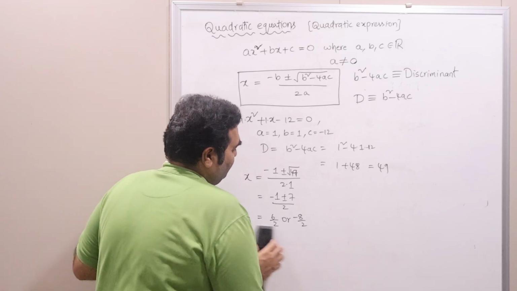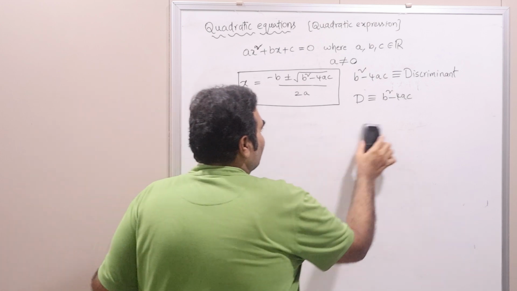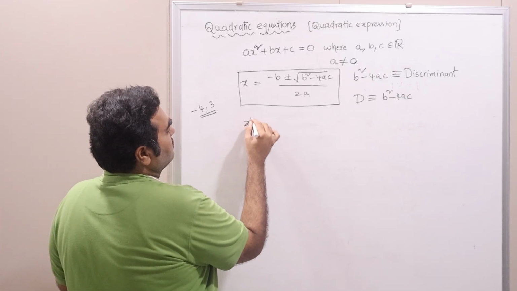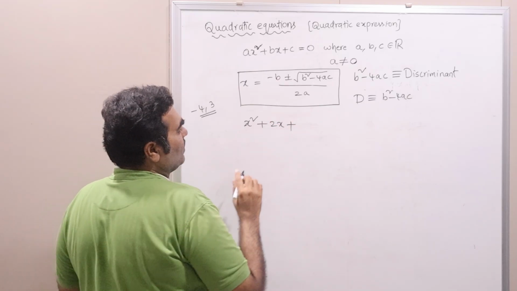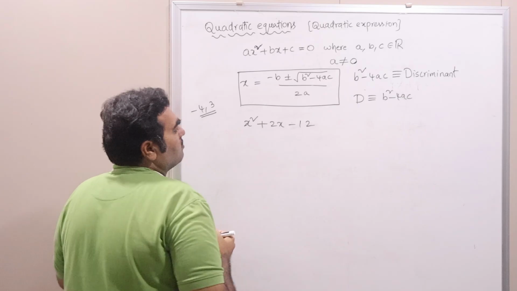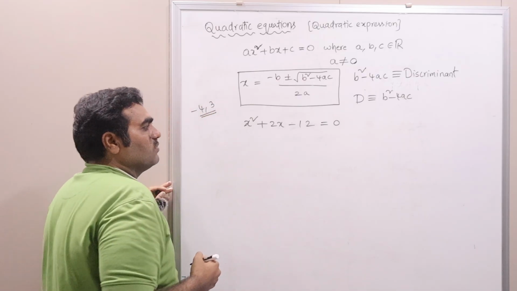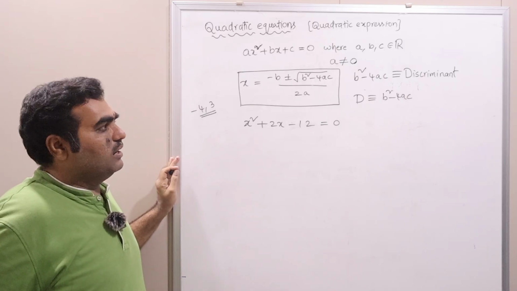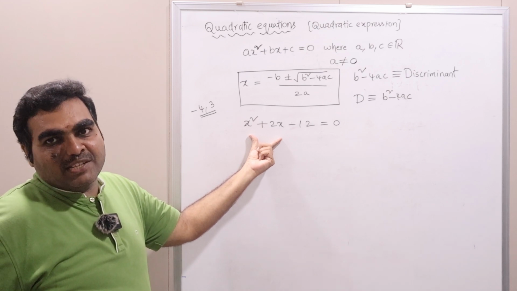Let us see. So I'm going to give you another example here where that factorization method is not going to help you. x square plus 2x minus 12 is equal to 0. So let us see why we cannot use the factorization approach here.